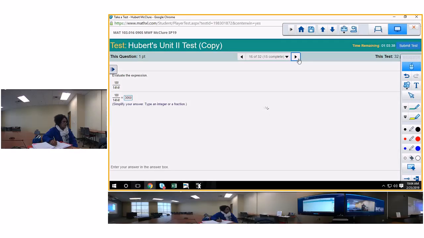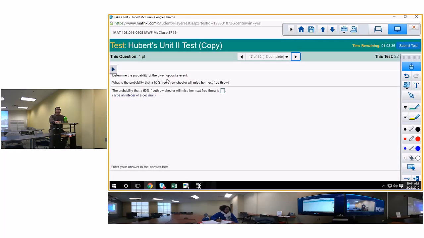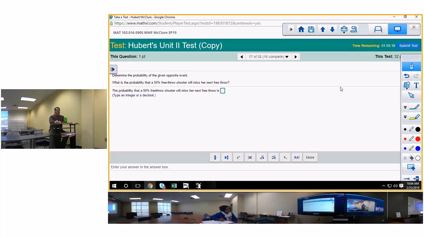I'll do a couple more. Determine the probability of the given opposite event. Opposite event is another word for what? Starts with a C. Complement. What is the probability that a 50% free throw shooter will miss her next free throw? 50%, 0.5. That one's too easy.